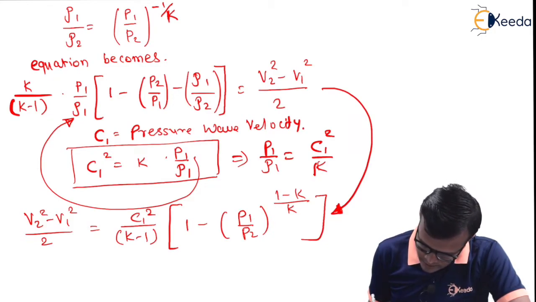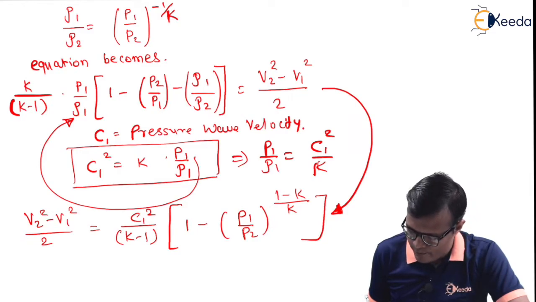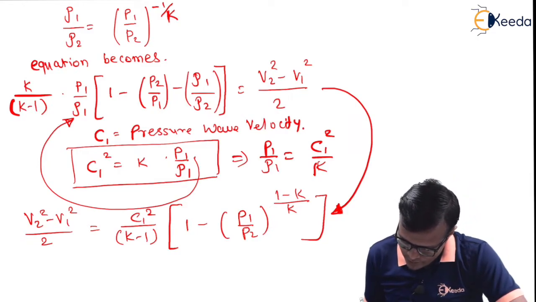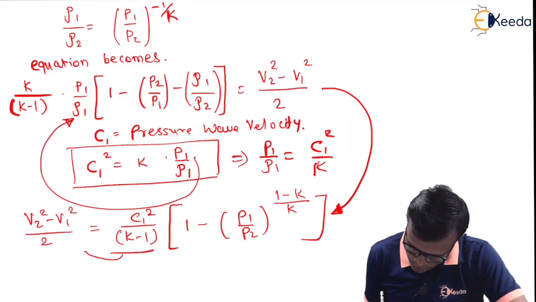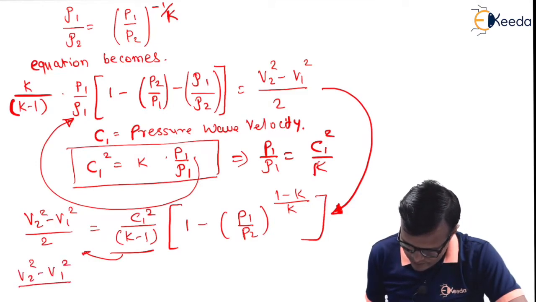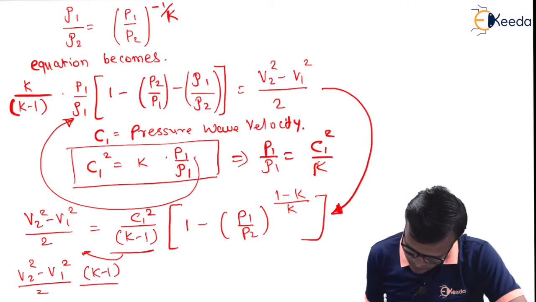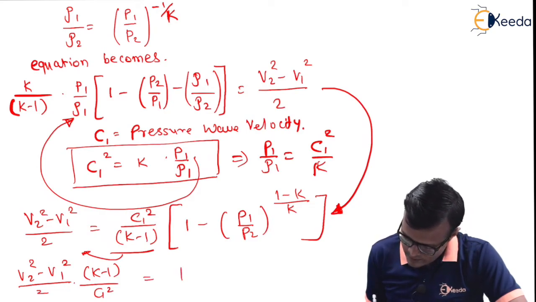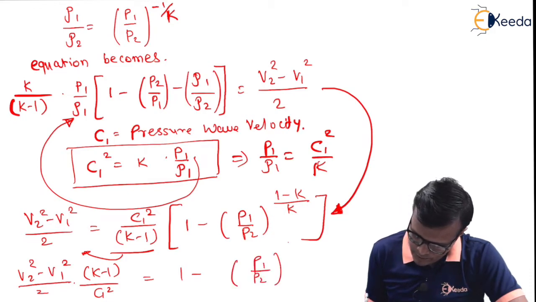I want the calculation related with ratio P1 upon P2. So first of all, I will take this term on the opposite side. I will have the value as (V2 square minus V1 square) divided by 2 into (K minus 1) upon C1 square is equal to 1 minus (P1 upon P2) to the power (1 minus K) upon K.